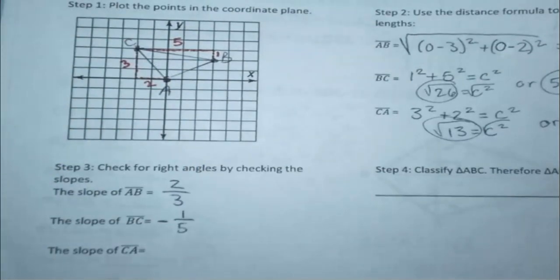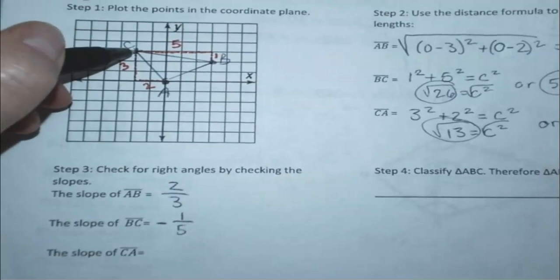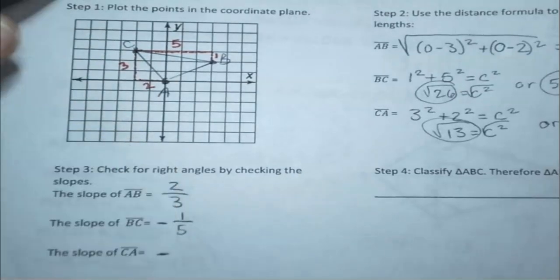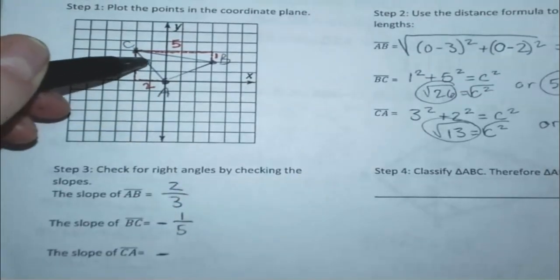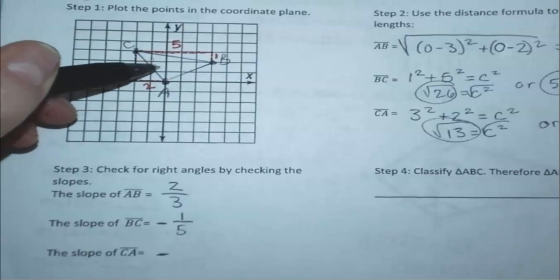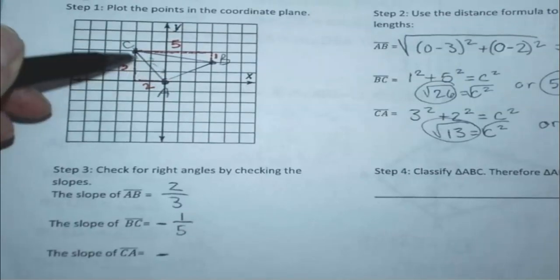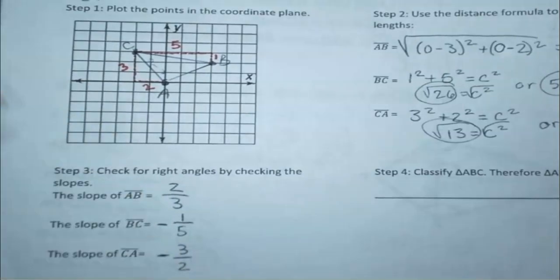All right, and then the slope of the last one, CA. Starting at C, it's going to be negative, because he goes down 3. If you put Bob on that line and he walks to the right, ooh, he's going down. So down 3 over 2.